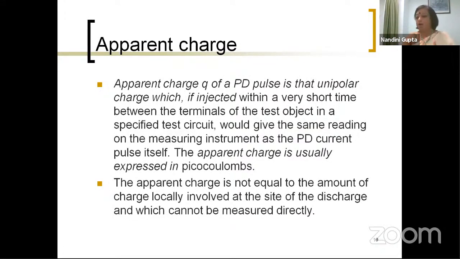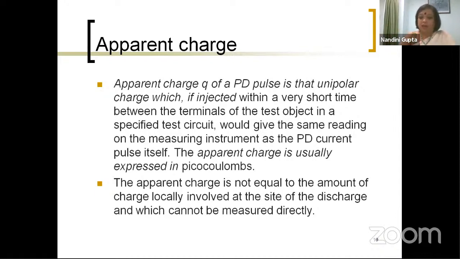This Q and that Q are not the same. The apparent charge is not equal to the amount of charge locally involved at the site of discharge, and that charge cannot be measured directly. So what is the relation between the apparent charge and the real PD charge? The relation is that both have the same effect on the measuring instrument. If a certain PD activity takes place, you read 2 on the measuring instrument. That corresponds to a certain quantity of charge which is not equal to 2, which when injected across the test object terminals will also give you the same reading 2.